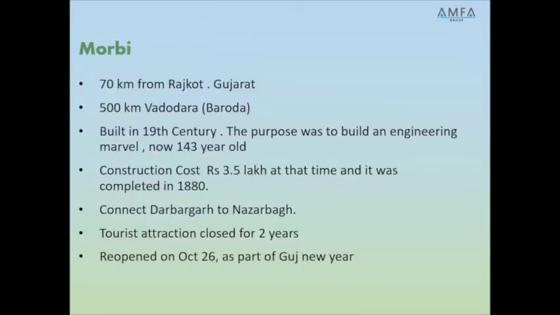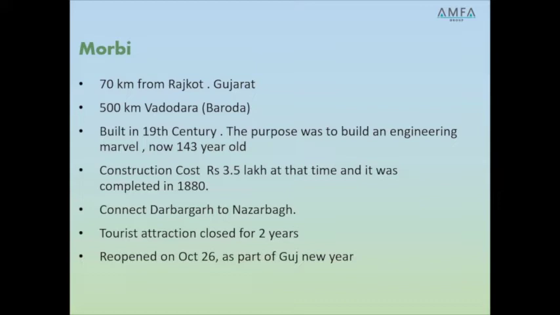Morbi is a place 70 kilometers from Rajkot, Gujarat, and 500 kilometers from Vadodara. The suspension bridge was built in 1880, almost 143 years ago. The cost of construction at that time was 3.5 lakhs, and the purpose of the bridge was to bring an engineering marvel of that time to Morbi as a tourist attraction, connecting Darbargarh and Nazarbagh.